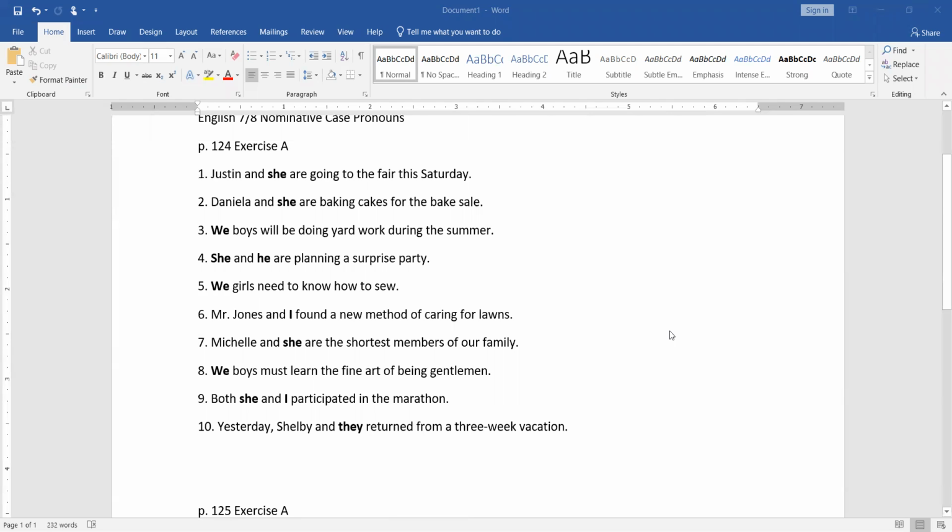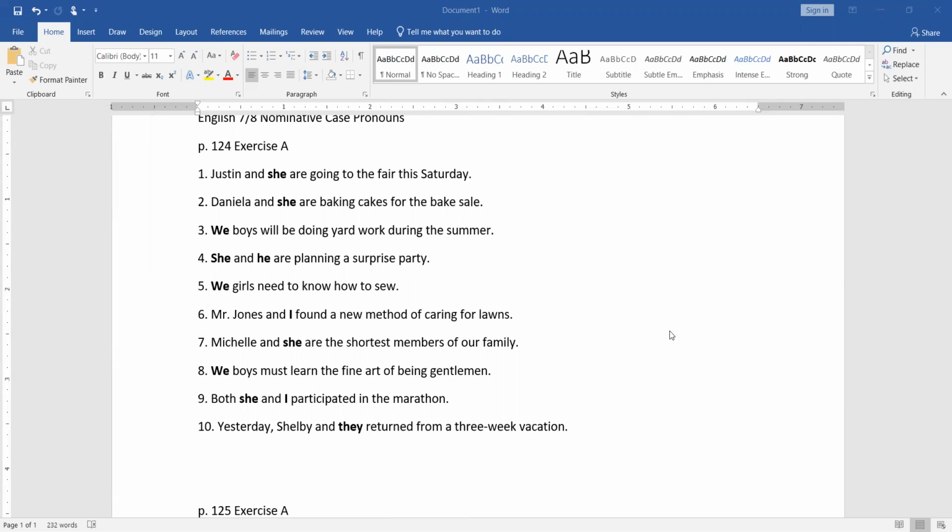Okay, so number 7, Michelle and she are the shortest members. 8, we boys must learn the fine art of being gentlemen. So again, boys is your appositive. Number 9, both she and I participated in the marathon. So you've got 2 nominative case subjects here. And then the last one for exercise A is, yesterday, Shelby and they returned from a 3-week vacation.